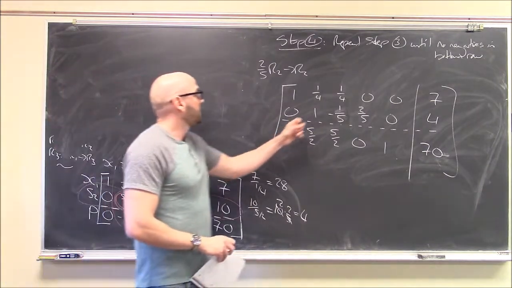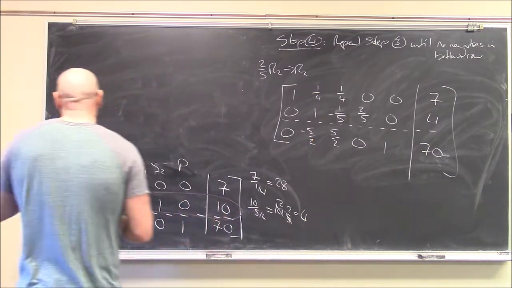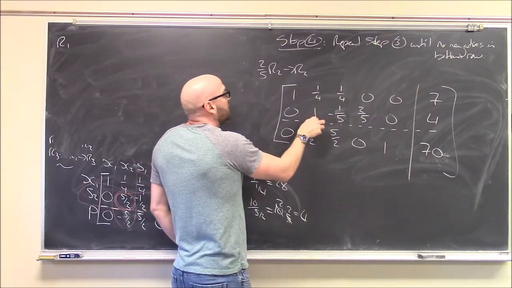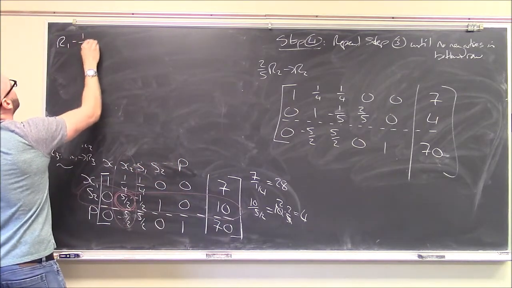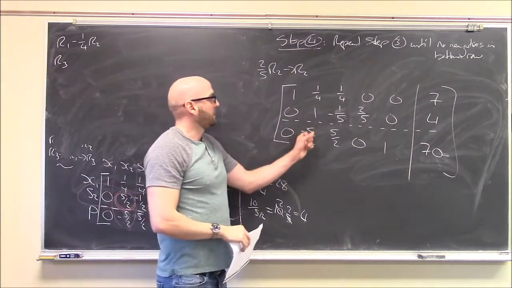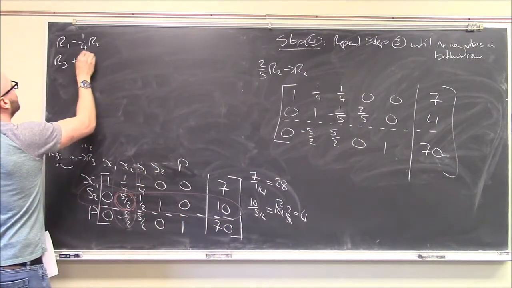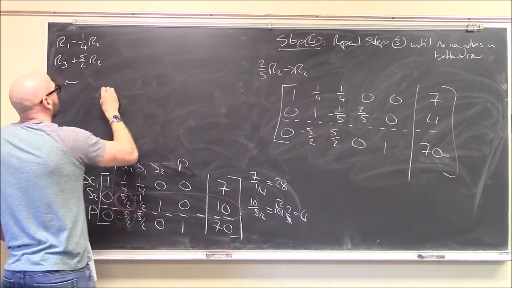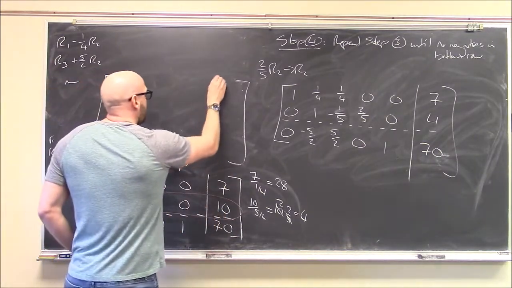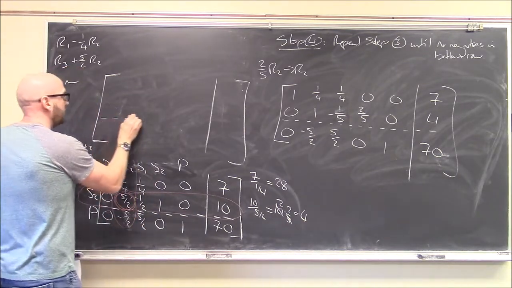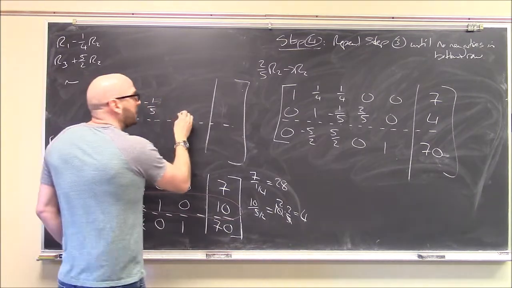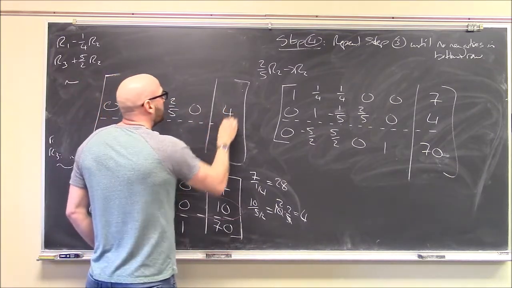Okay, so now I want to use this entry to zero out everything above and below it, right? Everything in the column. So how am I going to do that? Well, I want to do row 1 minus 1/4 of row 2, and we want to do row 3 plus 5/2 of row 2. Okay. So row 2, let's just copy down row 2 really quickly because that's the one we're not going to mess with. 0, 1, -1/5, 2/5, 0, and 4.